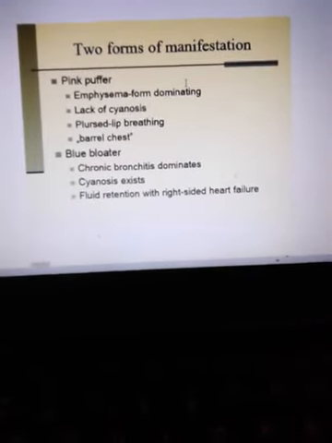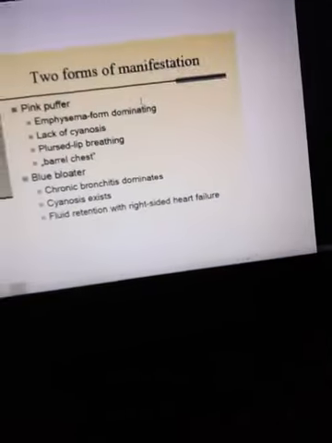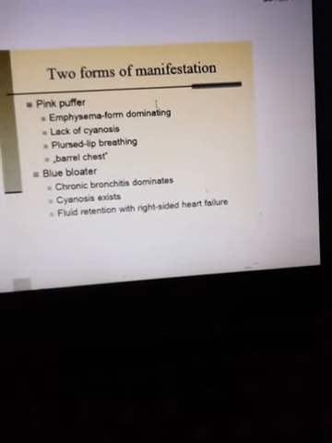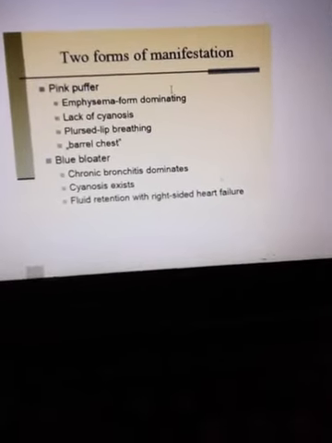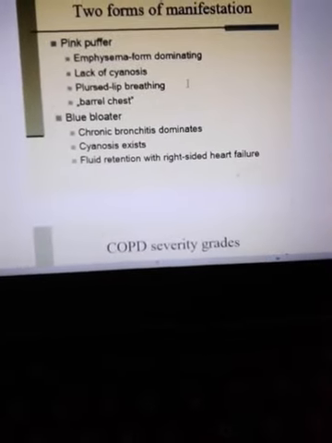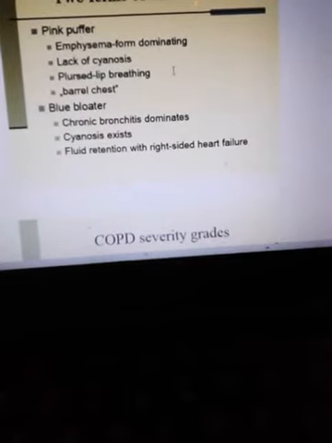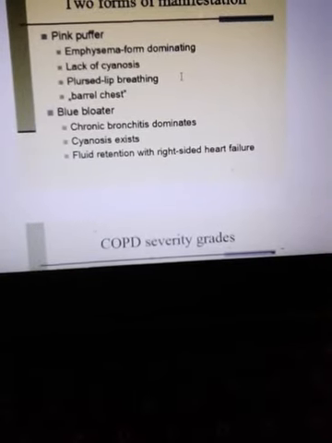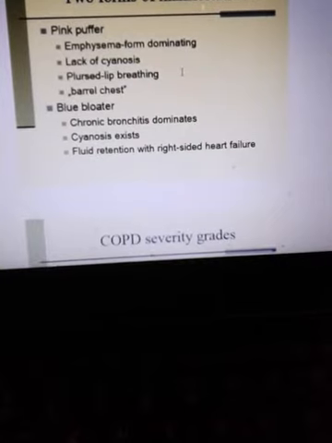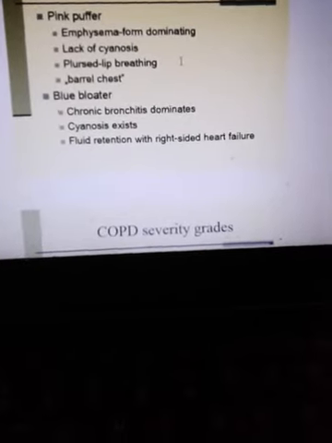Two forms of manifestation: pink puffer and blue bloater. Pink puffer: emphysema form dominating.